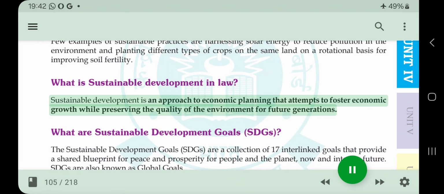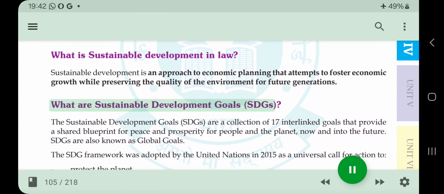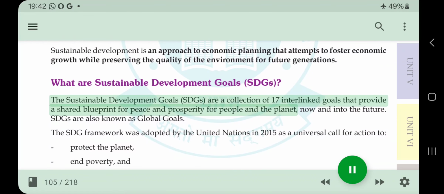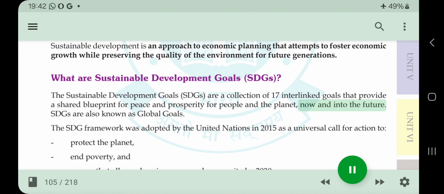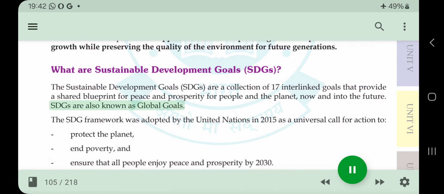environment for future generations. What are Sustainable Development Goals, SDGs? The Sustainable Development Goals, SDGs, are a collection of 17 interlinked goals that provide a shared blueprint for peace and prosperity for people and the planet, now and into the future. SDGs are also known as global goals.